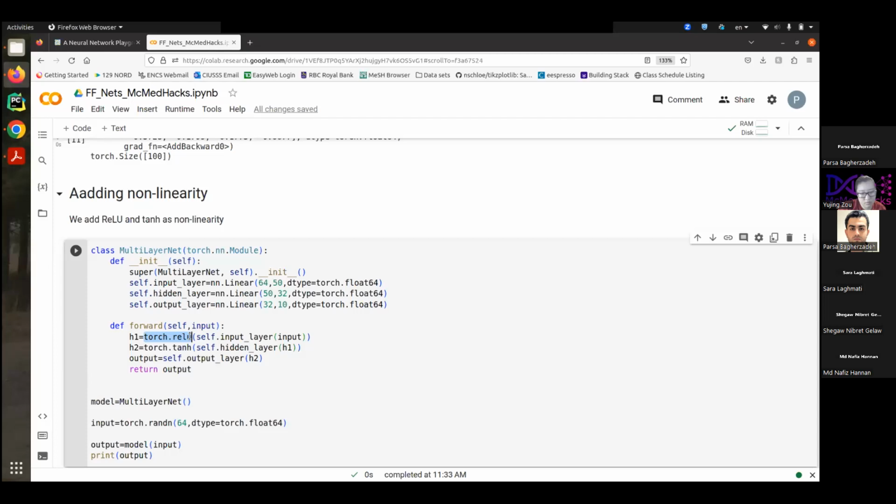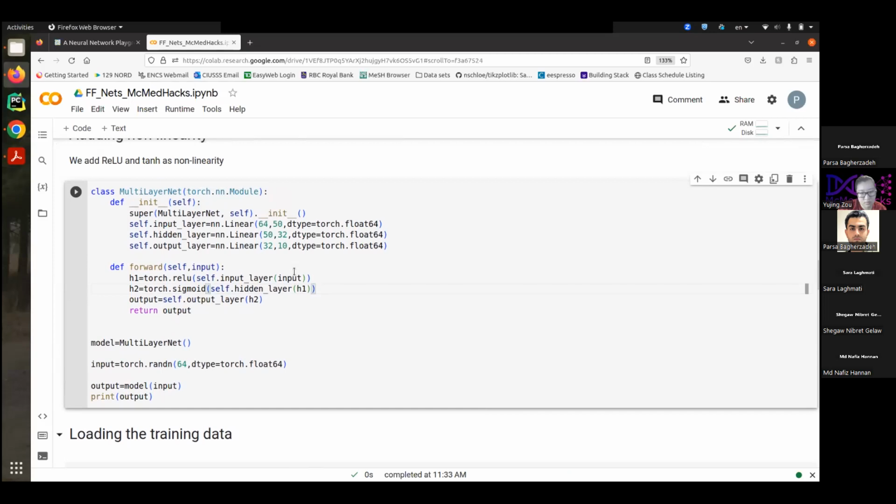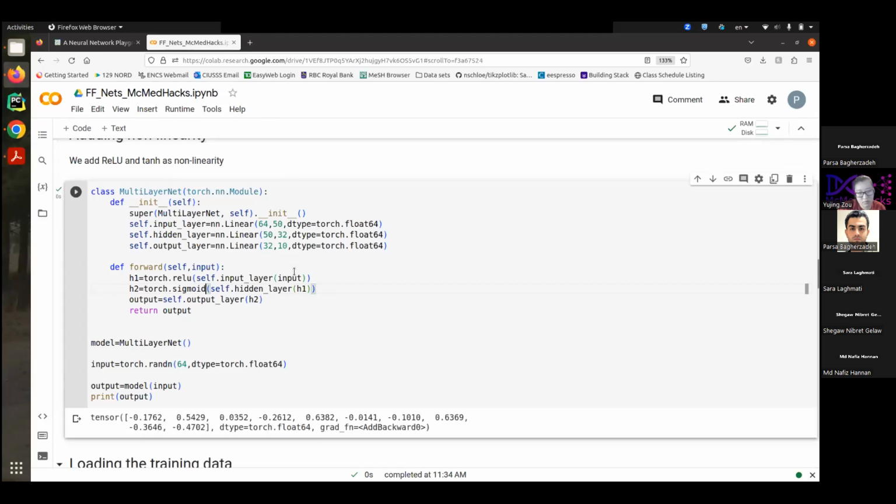But there are a set of activation functions here. I can change this to sigmoid. Now this 3-layer network has the capacity to approximate more sophisticated functions.